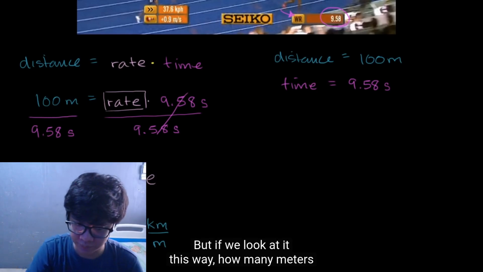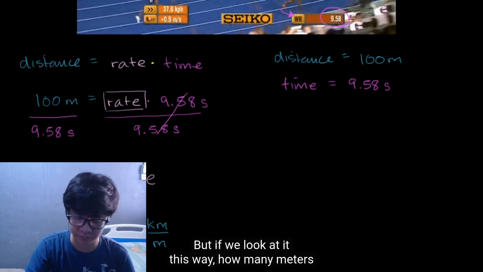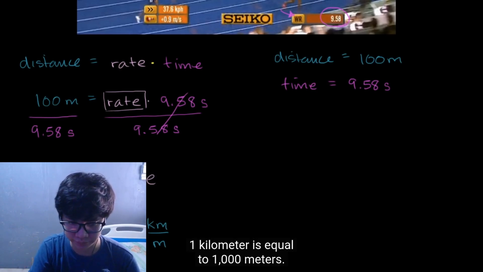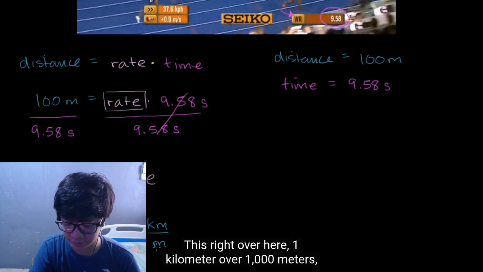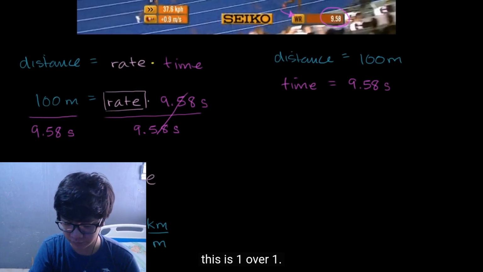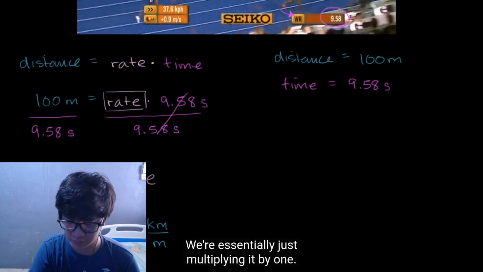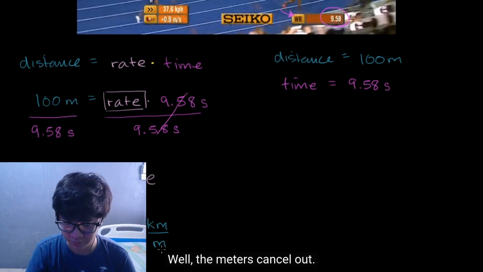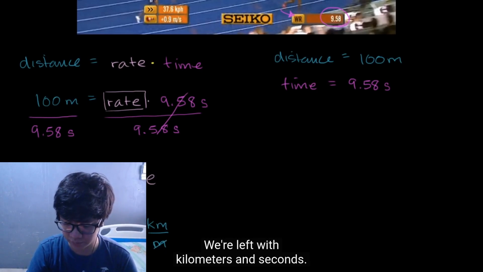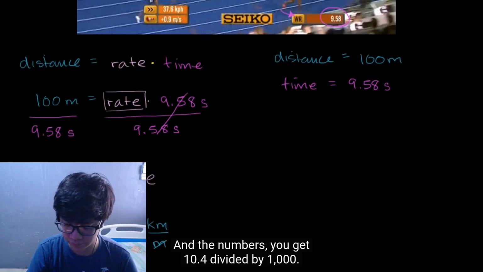But if we look at it this way, how many meters are in 1 kilometer? 1 kilometer is equal to 1,000 meters. This right over here, 1 kilometer over 1,000 meters, this is over 1 over 1. We're not changing the fundamental value. We're essentially just multiplying it by 1. But when we do this, what do we get? Well, the meters cancel out. We're left with kilometers and seconds. And then the numbers, you get 10.4 divided by 1,000.